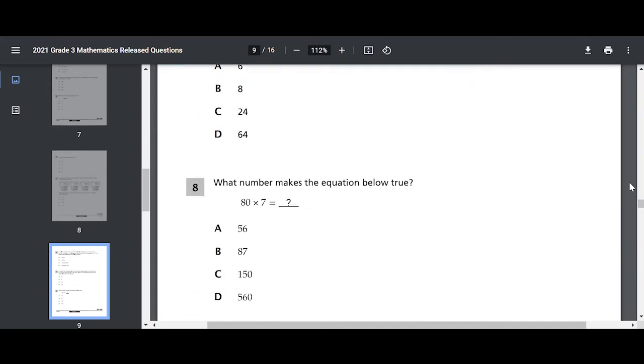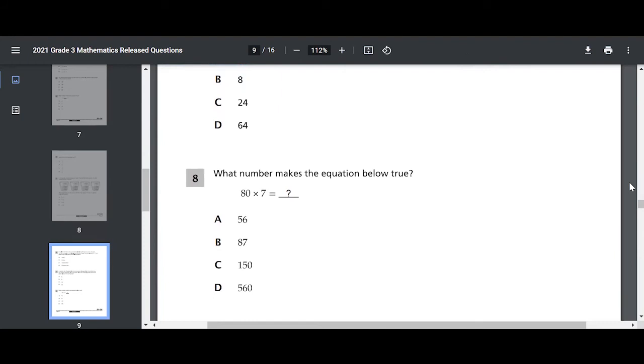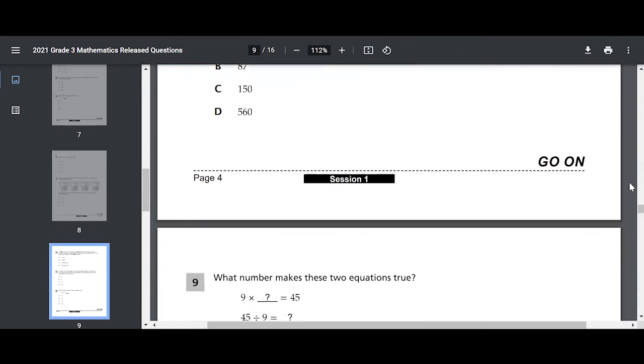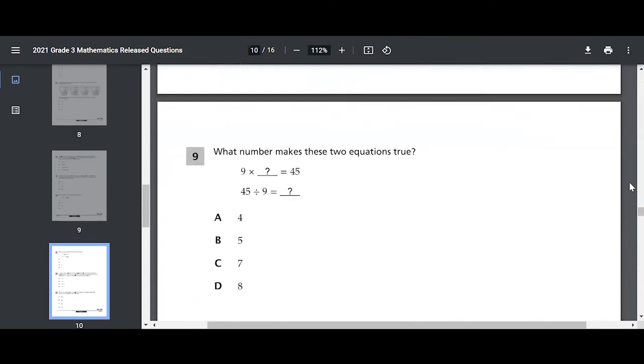Continuing on to number 8. What number makes the equation below true? 80 times 7 equals blank. Number 9. What number makes these two equations true? 9 times unknown equals 45. 45 divided by 9 equals unknown.